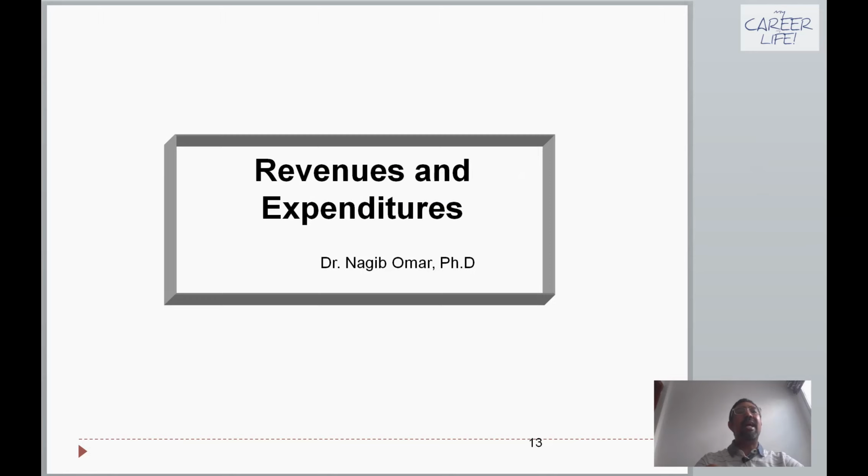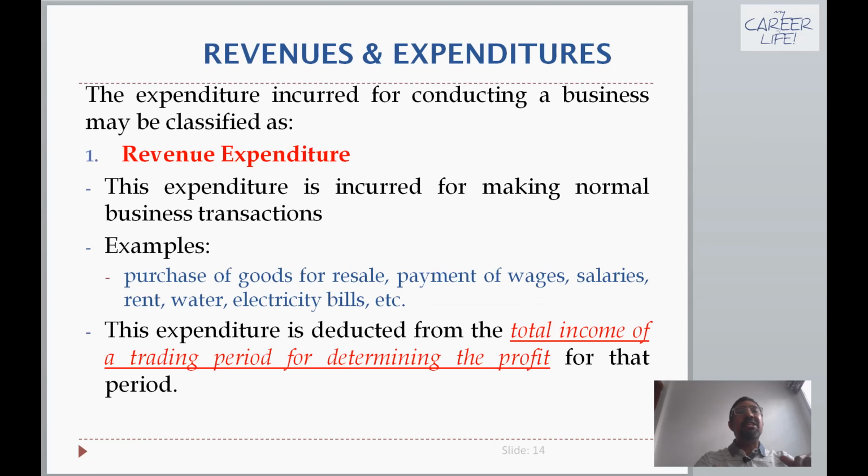I want us to look at another topic in financial accounting, revenues and expenditures. Now, it is important that we classify our transactions according to these two types of transactions, revenues and expenditures. The expenditures incurred for conducting a business may be classified into two. We have revenue expenditure and also we have capital expenditure.